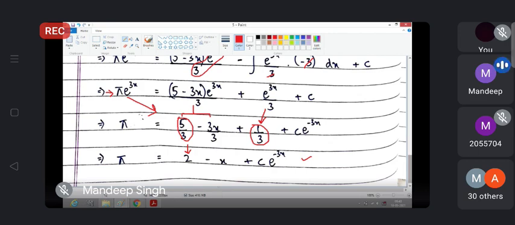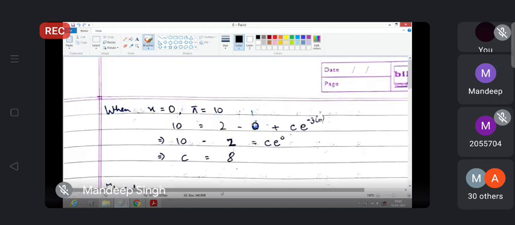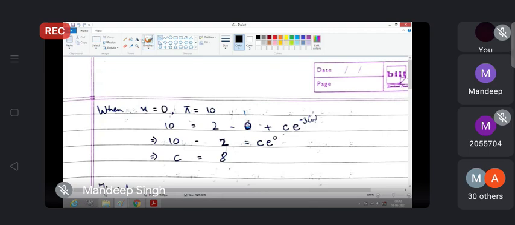Now in the question we are given, find profit if profit is equal to 10 at x is equal to 0. ठीक है, x की वैल्यू पुट करनी है 0. We'll get the value of our constant. When x is equal to 0, pi is equal to 10. Left hand side पे 10 आ गया, pi की जगह is equal to 2 minus 0 प्लस c इंटू e रेस टू द पावर -3 इंटू 0, e0 1 हो जाता है, c की वैल्यू आ जाती है आपकी 8.